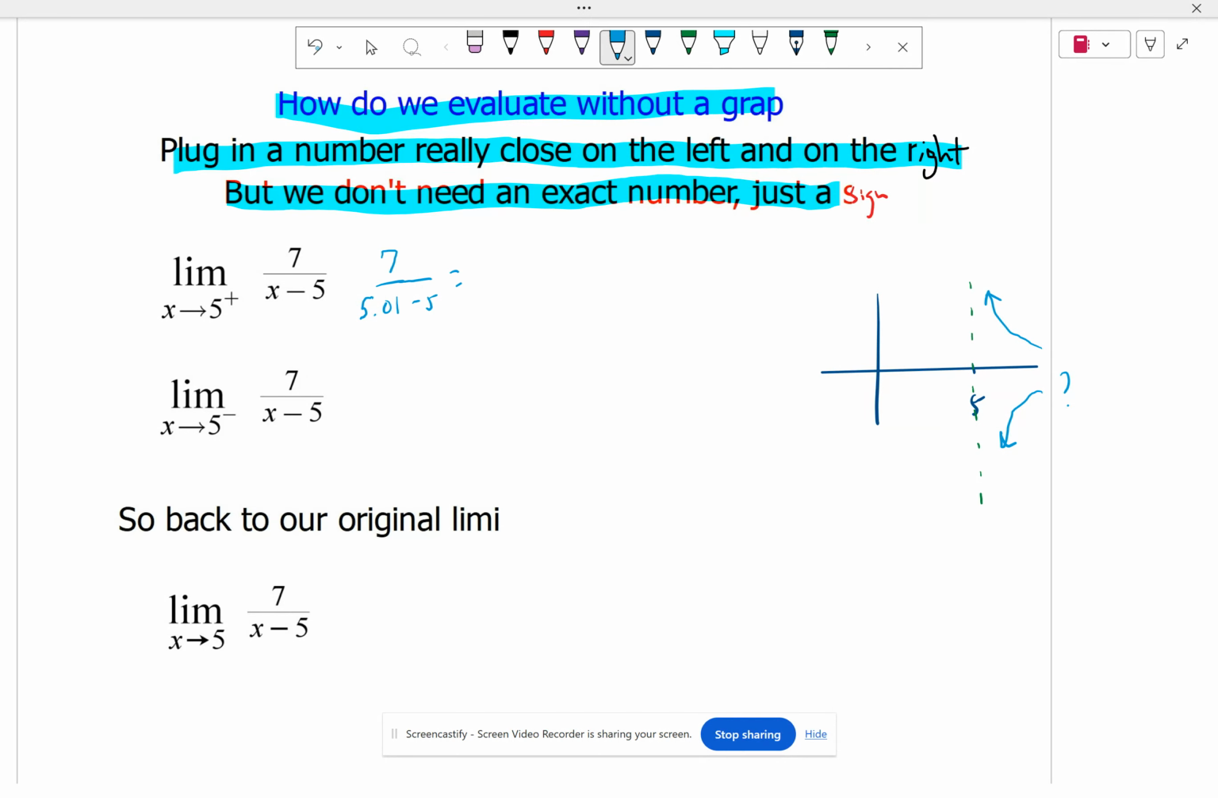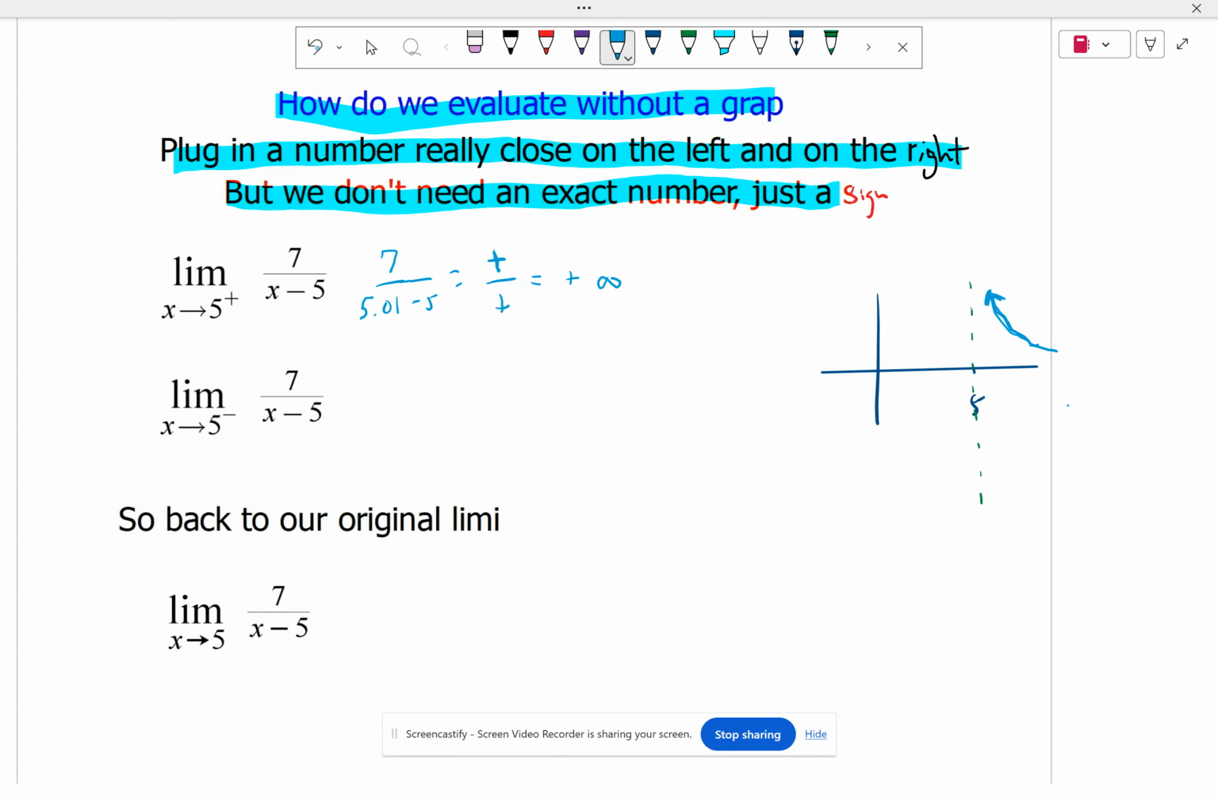minus 5. The numerator, no matter what, is going to be a positive number. And the denominator, if I take something just bigger than 5 and subtract 5 from it, is still going to be a positive number. So a positive divided by a positive, I know my output's going to be positive. And since we know it's going to infinity, the limit as x approaches 5 from the right is infinity. So we know from the right, this is what the function's doing.